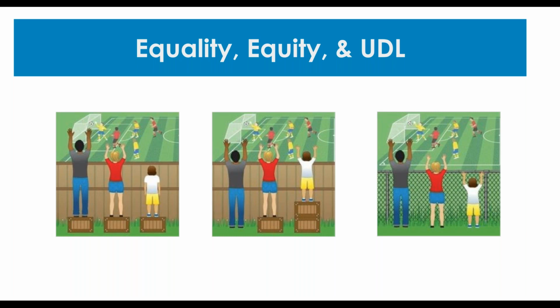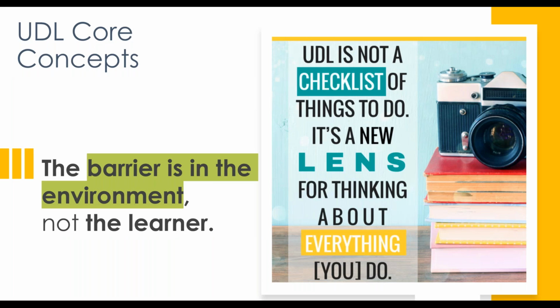But universal design takes it a step further. Universal design says, eliminate the barrier. Look at the environment and eliminate the barrier instead of making the disability be that of the learner. Again, core concept of UDL: the barrier is in the environment, not the learner.